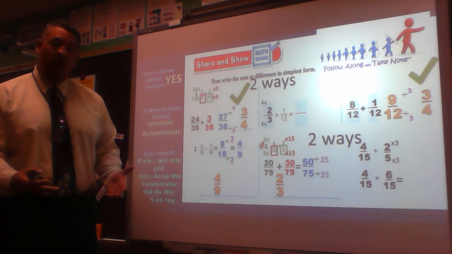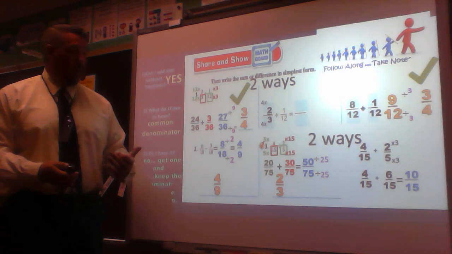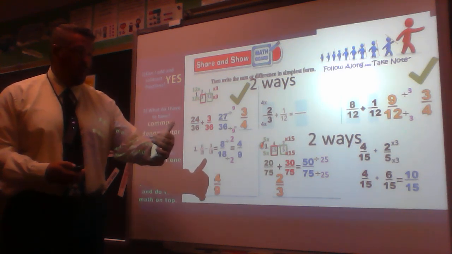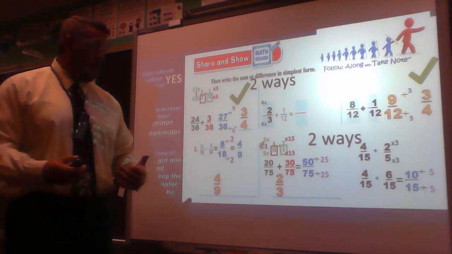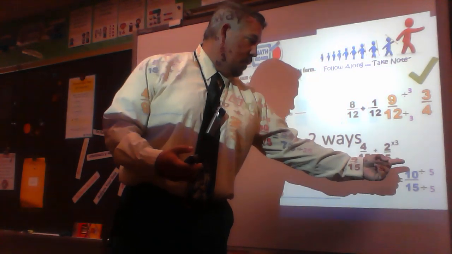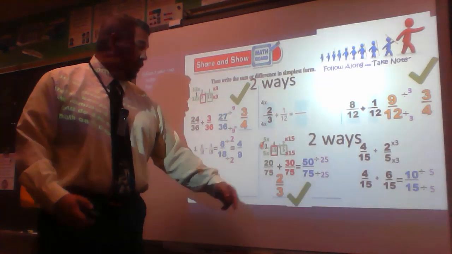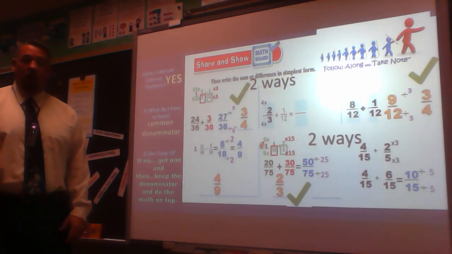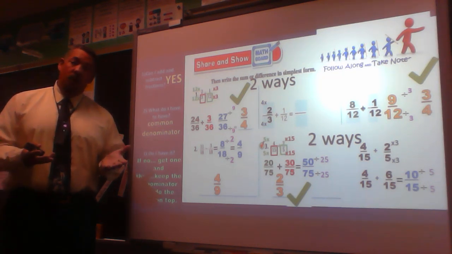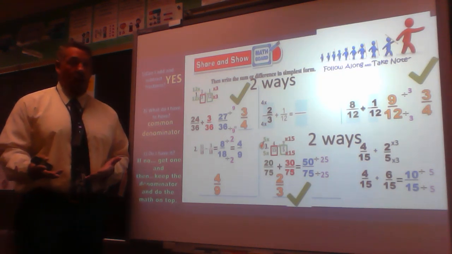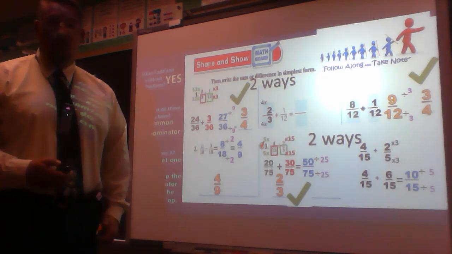I have a common denominator, so I'm going to keep it, and then I add my numerators. 4 plus 6 is 10. Still I have to reduce. So I'm going to reduce by 5s, and look what I get. 5 goes into 10 2 times, 5 goes into 15 3 times, so I do indeed get the exact same answer. More than one way to do a math problem, as long as it's a logical process and you can always repeat it and be successful with it, I'm good with you doing it that way.